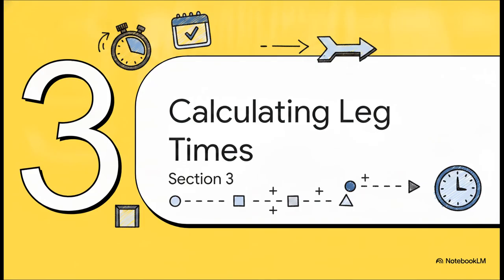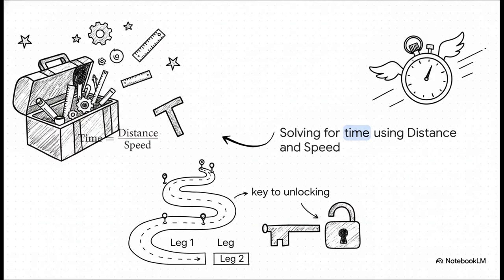All right, section 3, calculating leg times. Let's see how this all builds together, because now we need to find the time for each leg to eventually get our total time. We're going to reach right into our rate time distance toolbox and pull out this specific variation of the formula to solve for time. Time equals distance divided by speed. You know this one. It's the absolute key to unlocking the whole problem, and we're going to apply it systematically to both legs of the trip.